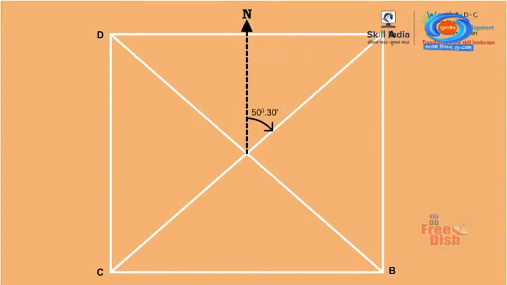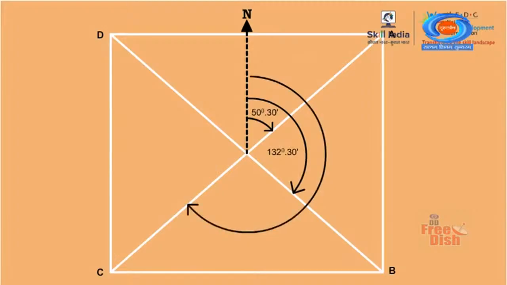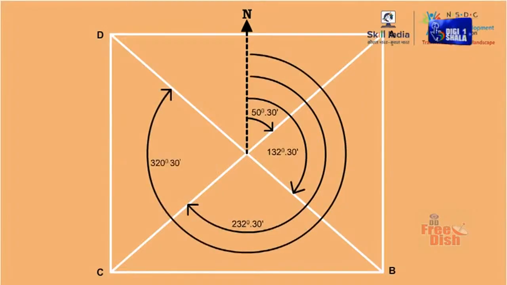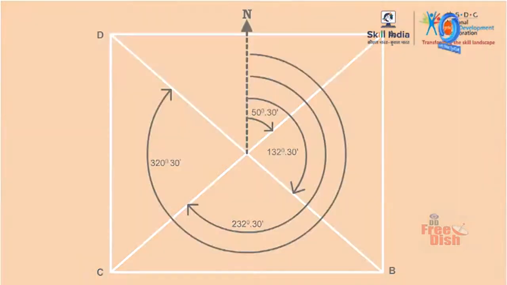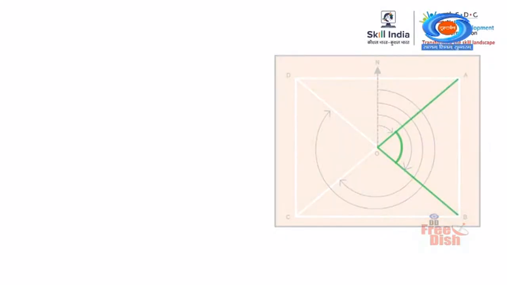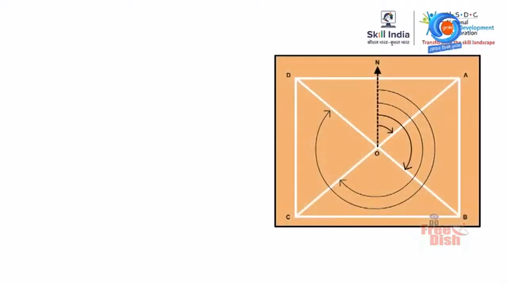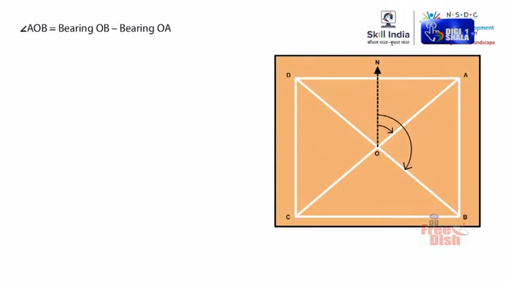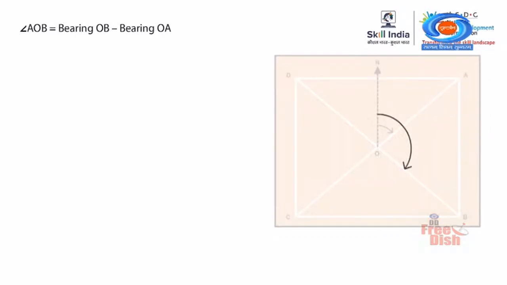We know the bearings from the magnetic north to every survey line within the area, as we have already calculated them with the help of the compass. So now, let us start computing the angles based on the measurement of the bearings. To begin with, let us find out angle AOB. We can say that angle AOB is equal to the difference between bearing OB and bearing OA.